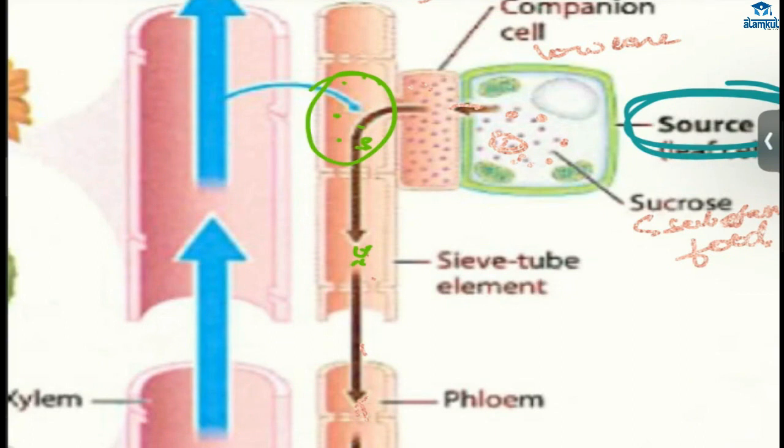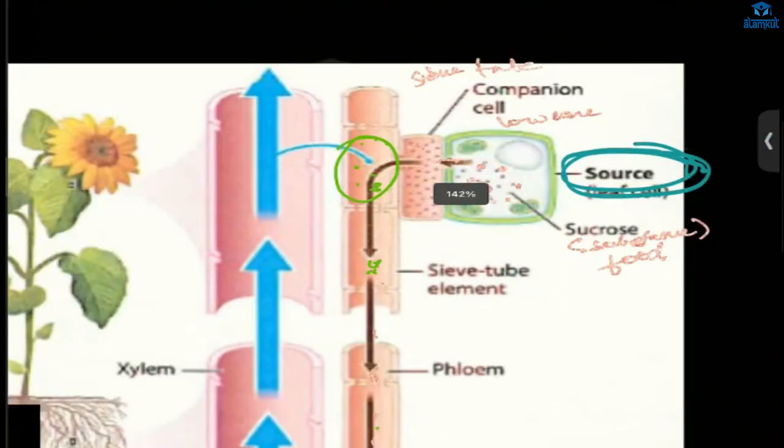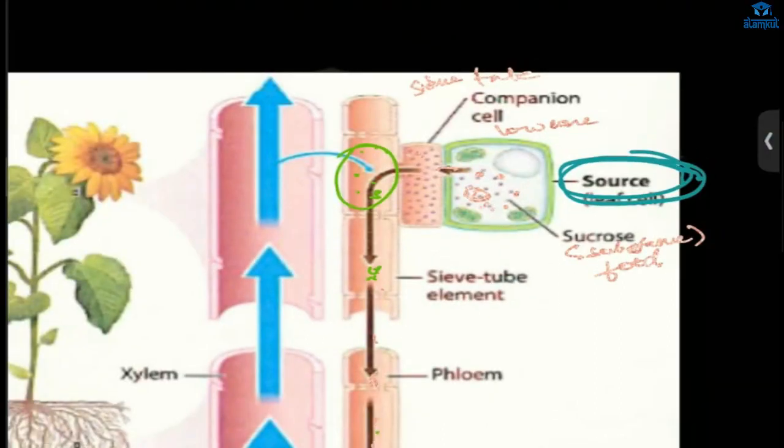Okay. This chapter is over. In the next class, we'll do the activity and we'll do the lymphatic system. After that, this chapter will be over. Then we'll start with control and coordination.